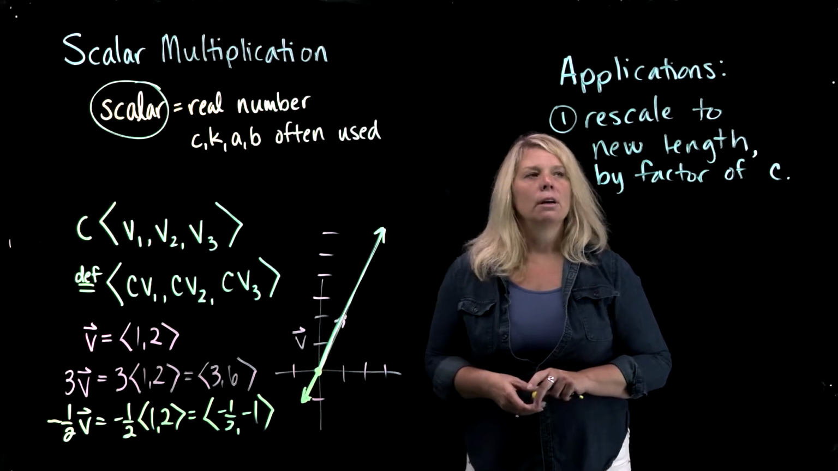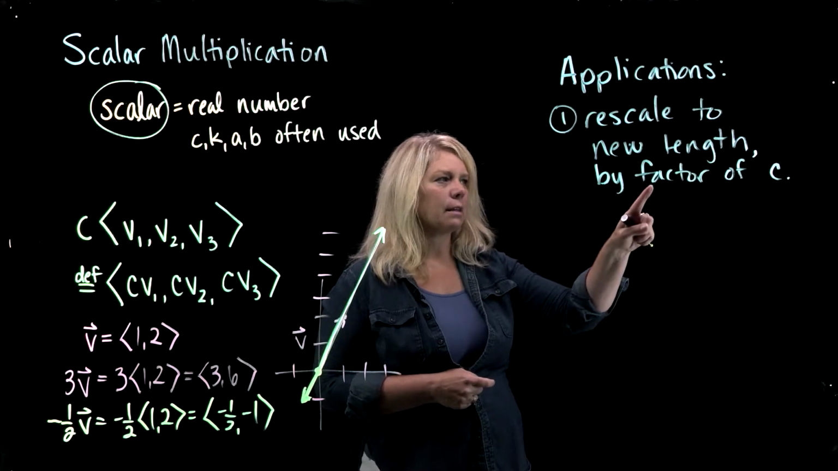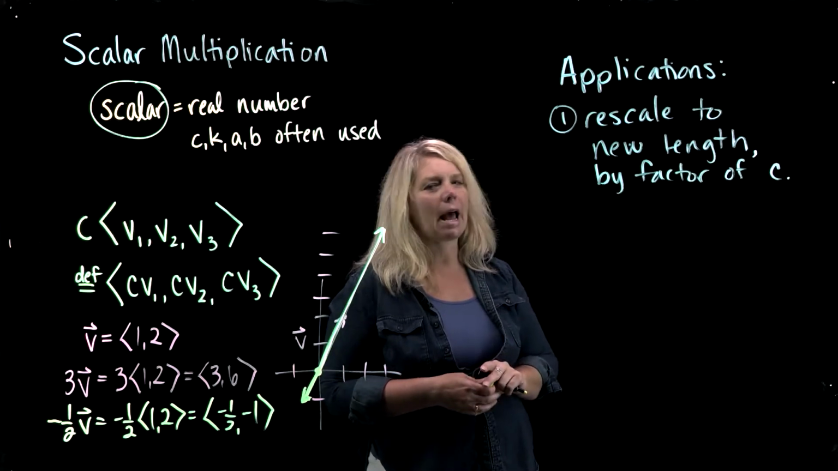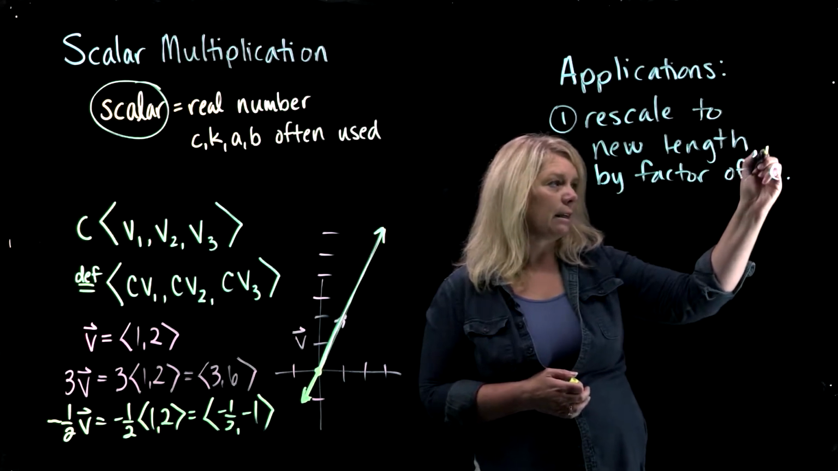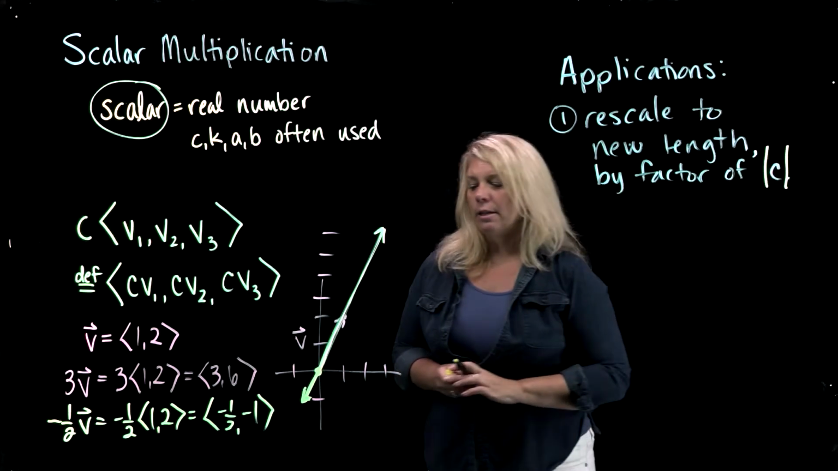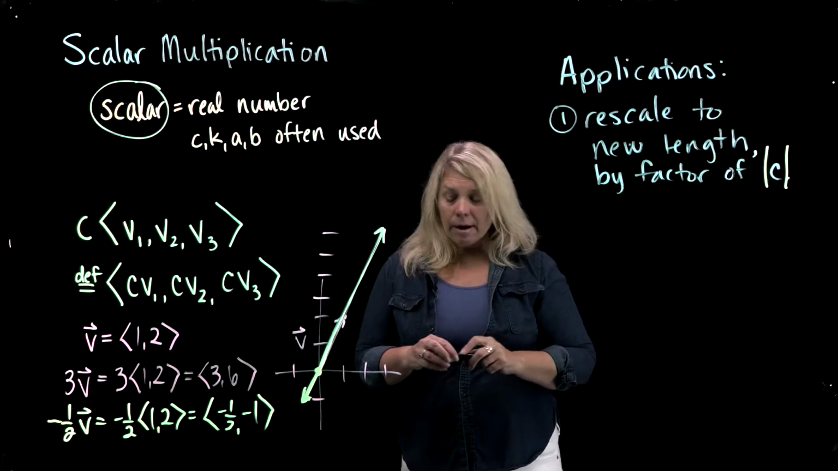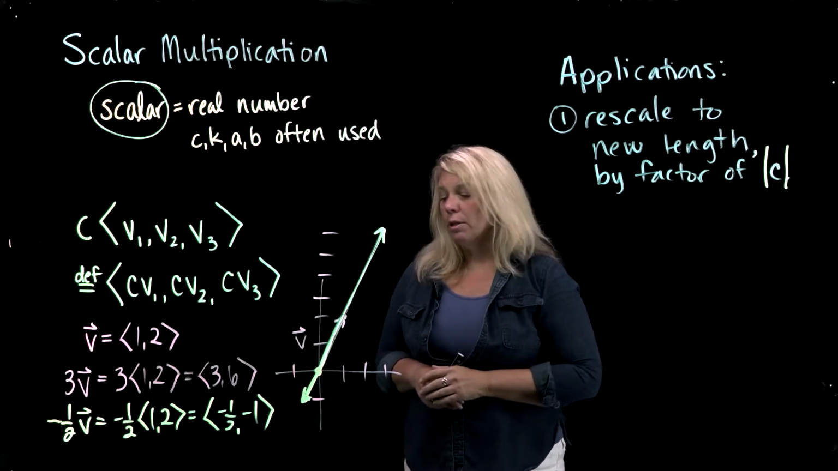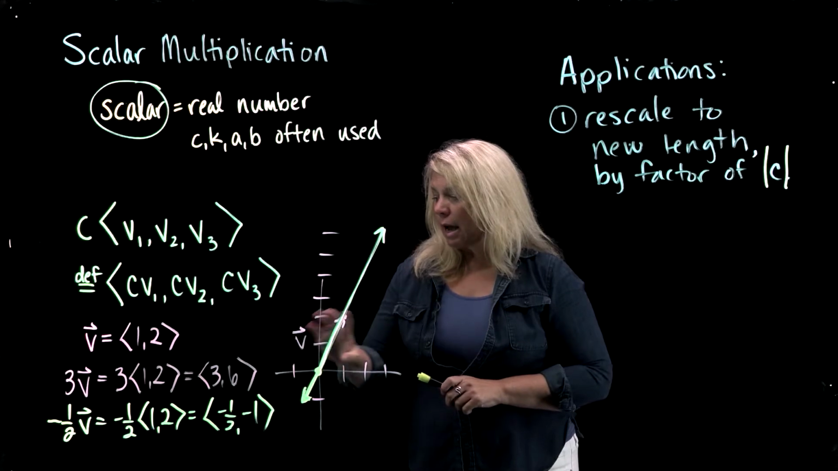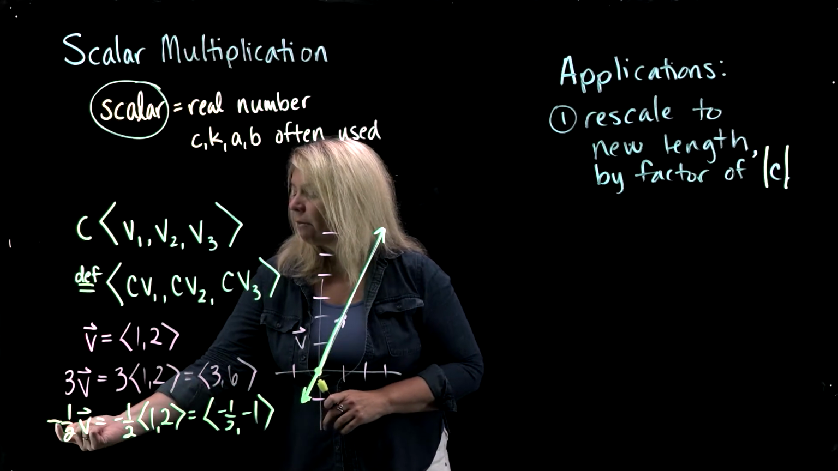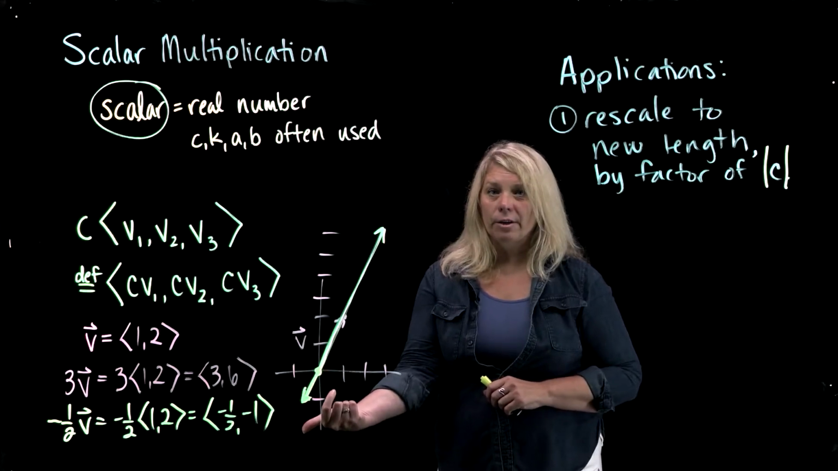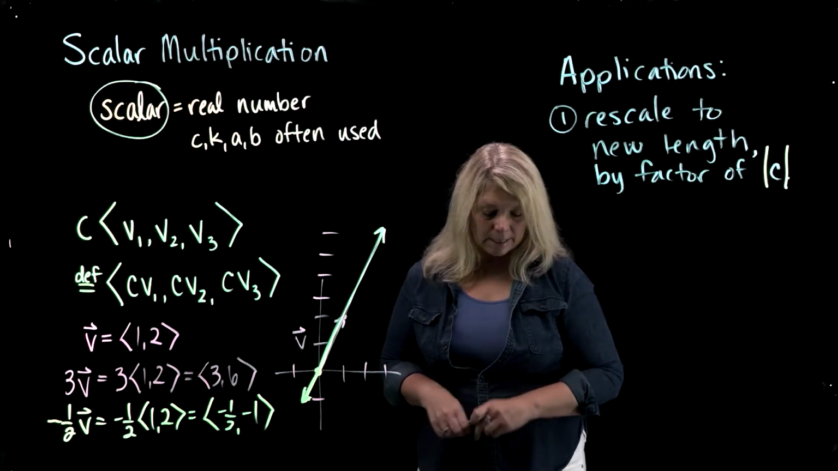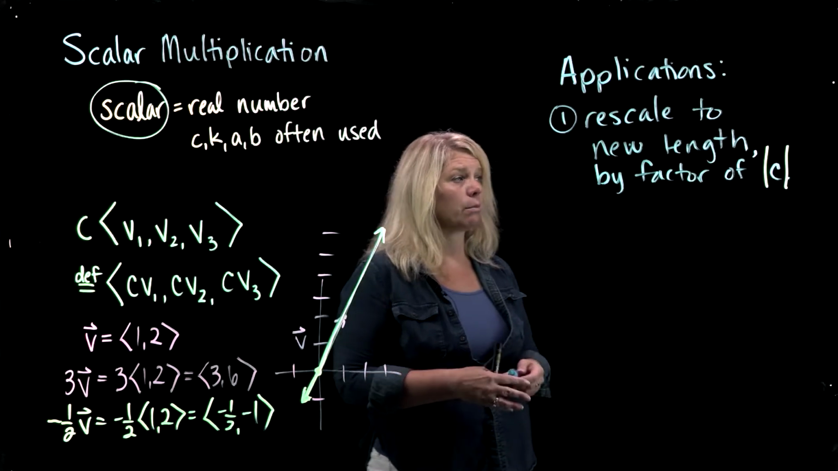opposite direction. So technically, to fix this up here, I would probably want to add something to that. I'm rescaling to a new length by a factor of technically the absolute value of c, right? So half as long. The other application that we might use scalar multiplication for is what I did right here. When I use a negative as my scalar, that will turn the direction of the vector around to be the exact opposite direction.